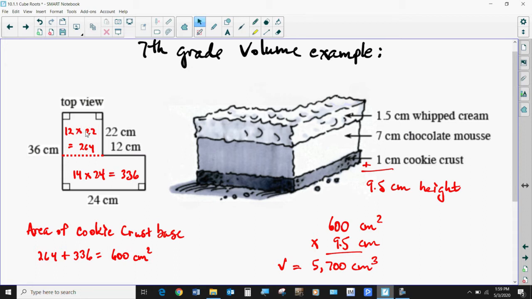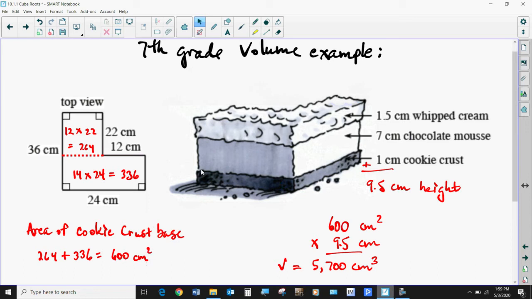This is a 12 by 22 rectangle supposedly there. And even though I don't agree that that's 22 and that's 12, let's just go with it. And then this was 14 by 24. And remember, this would be 14 because the total is 36. And if that's 22, this has to be 14 since 14 plus 22 is 36. So this ends up being 336. That was 264. Add them together. That means the base area of this dessert is 600 square centimeters.